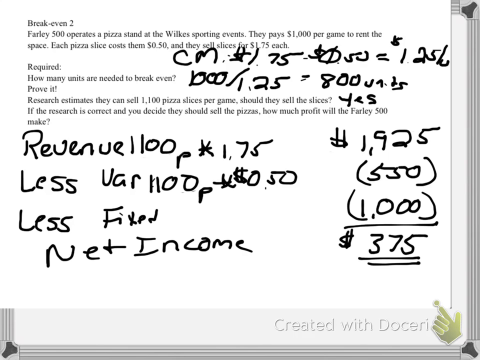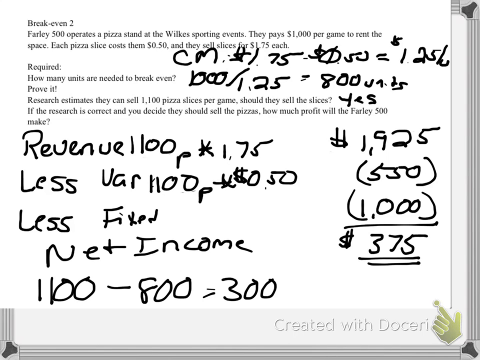A quick way to prove that, another way to look at it, is if we only needed 800 pizzas and we sold 1,100. So you have 1,100 pizzas minus the 800 minimum. You now have a margin of safety of 300 pizzas. The contribution margin is very helpful here. The contribution margin first goes to pay off the fixed cost, and then it goes to pay off the profit. So if you take the contribution margin of $1.25 and you take 300 slices at $1.25 a slice, you're going to end up with your $375, so that will also show you your profit.